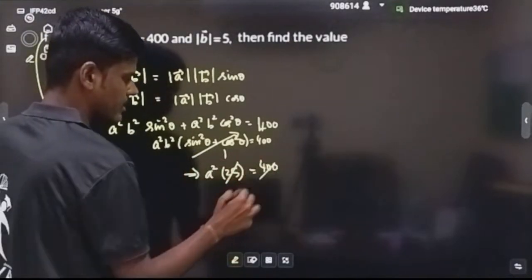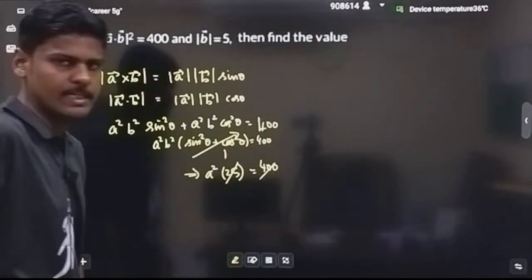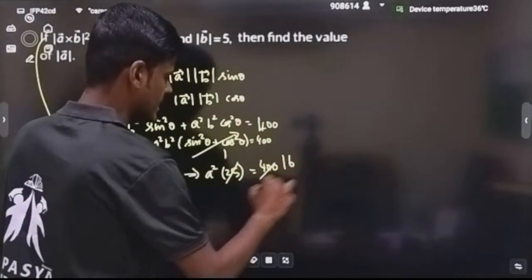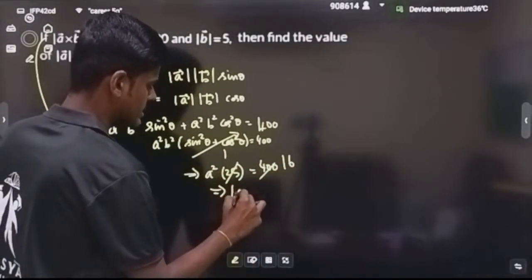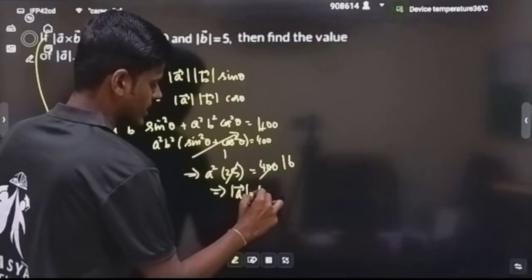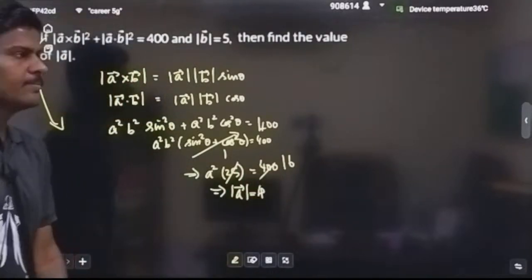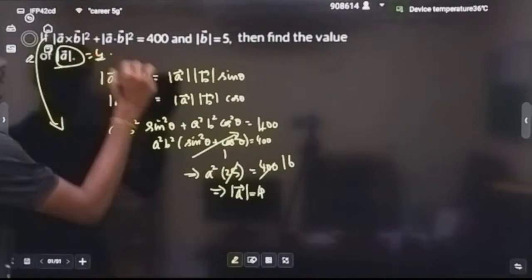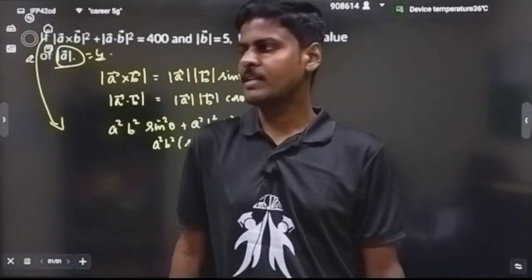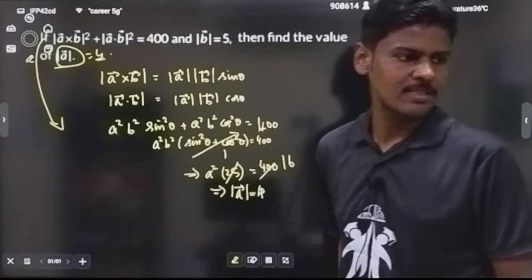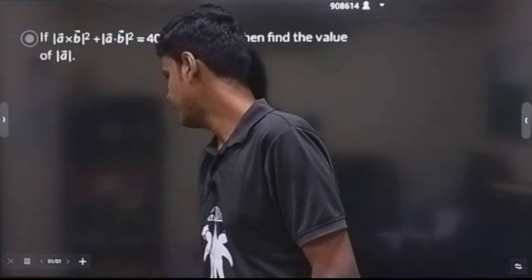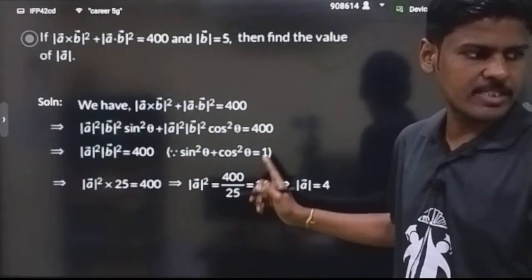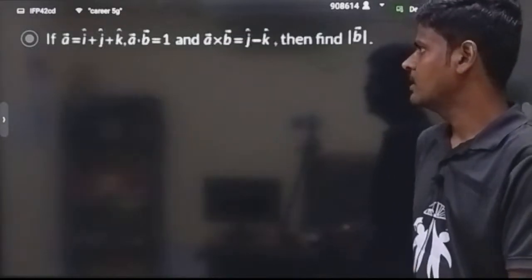Now what is a square? 25 fours are 100. We have to multiply that again 4 times. So it will be 16, which means modulus a vector is equal to square root of 16, which is 4. So what is the answer? Modulus a vector equal to 4. Clear now students? Easy questions. So what is the answer? Modulus a vector is equal to 4.